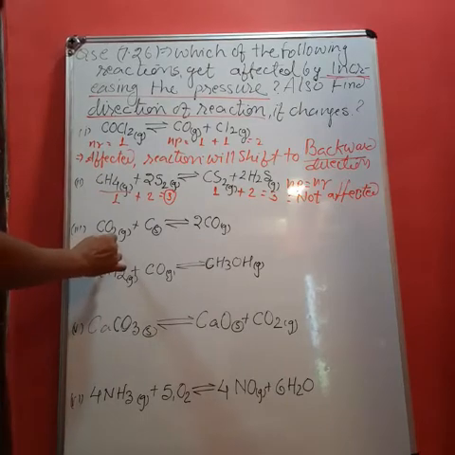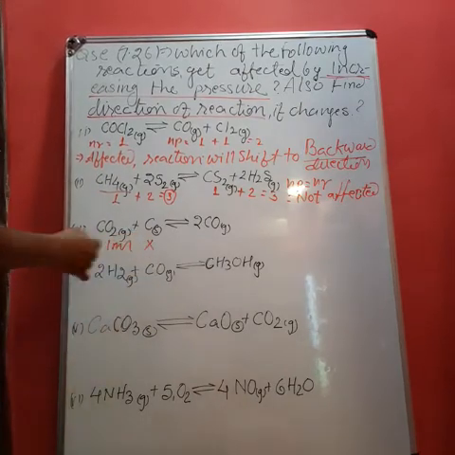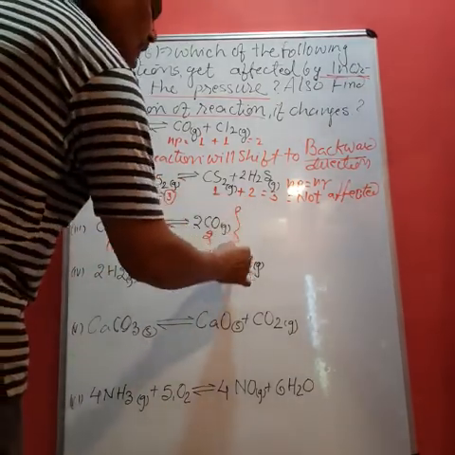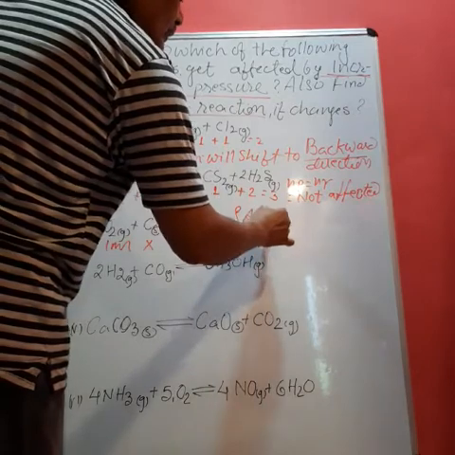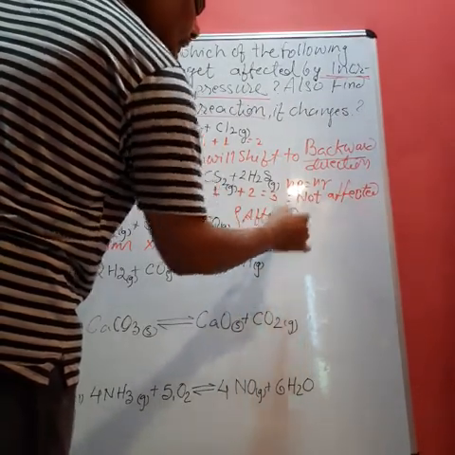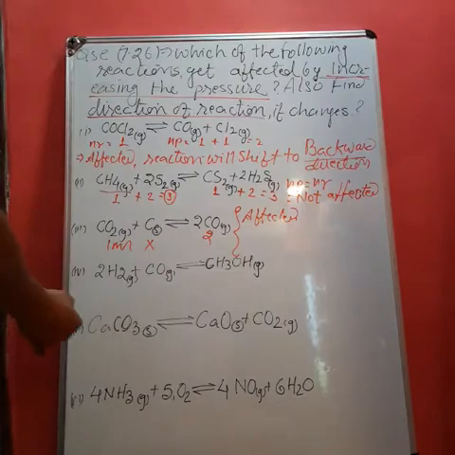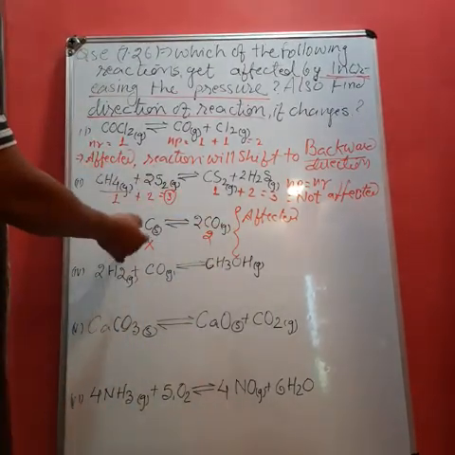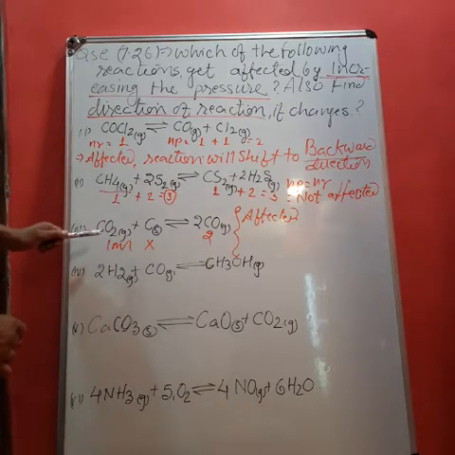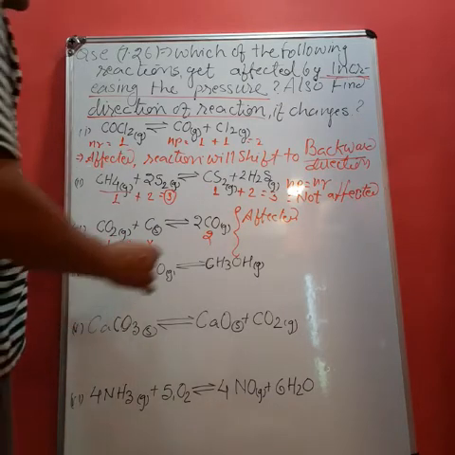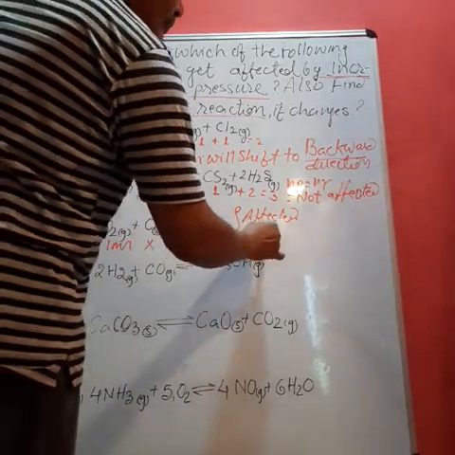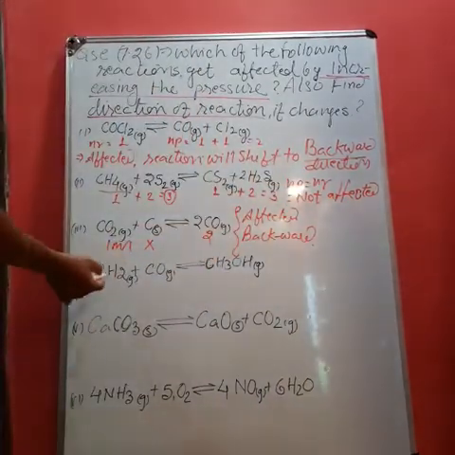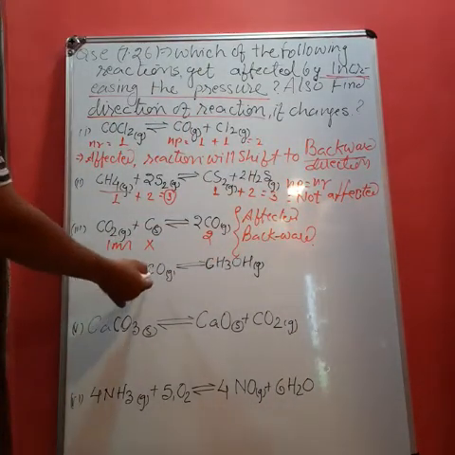Third one, CO2 plus C gives CO. Clearly here 1 mole is there. Solid carbon need not be considered. And here how many moles? 2 moles are there. So we can write that this reaction is getting affected. And the reaction will shift to which direction? The pressure is increased, so the reaction will shift to the direction where the lesser number of moles is there. The lesser number of moles is in the reactant side. So we will write backward direction.